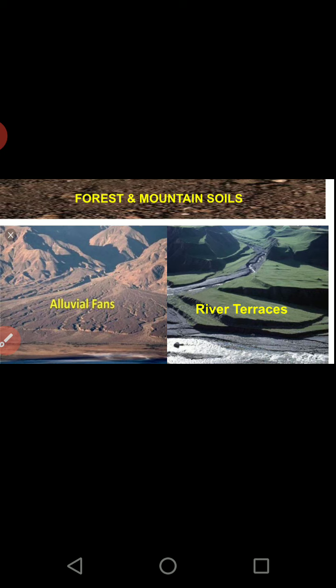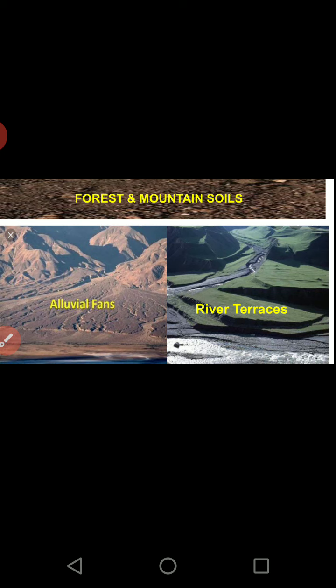Forest and mountain soil is mainly the soil found in the Himalayan region. The Himalayan region is mountainous, and it is also forested. So the soils found in the Himalayan region are called forest and mountain soil. If you remember, last year in the natural vegetation chapter, you studied the high altitudinal forest, right? Montane forest. In montane forest, you did not study a single type of plant. Similarly, in forest and mountain soil, you do not get a single type of soil.